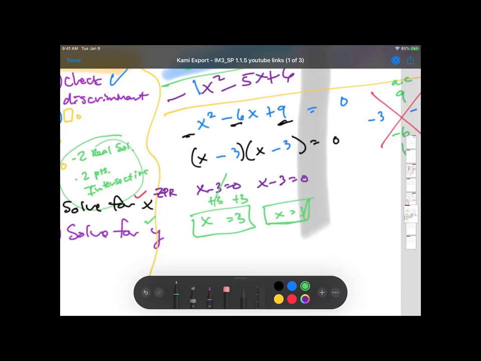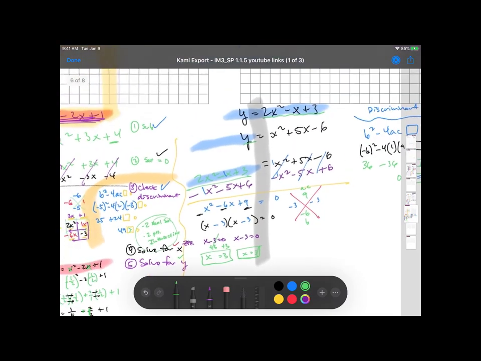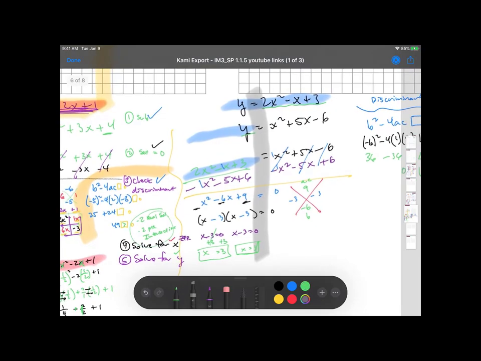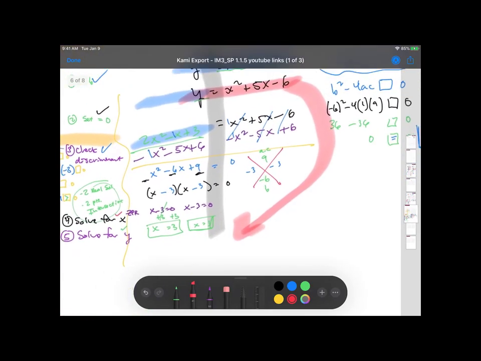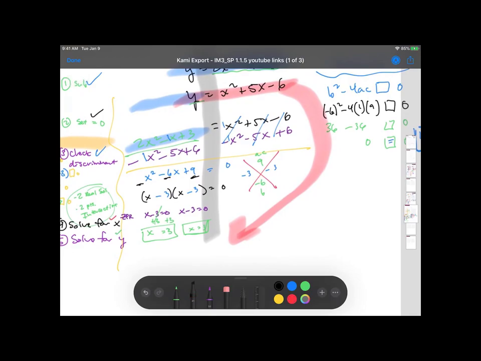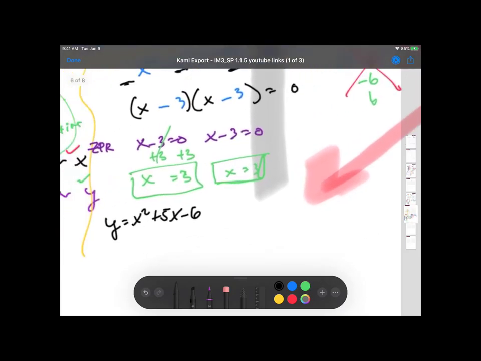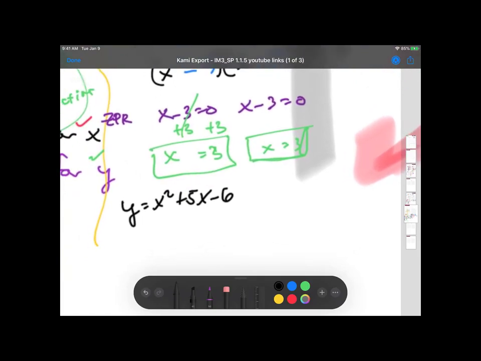So solve for y. How do I get a y now? Look above. You can pick any one of these that you want. I would recommend picking the one that has the smallest numbers. So I'm going to use this one. So I have y equals x squared plus 5x minus 6.